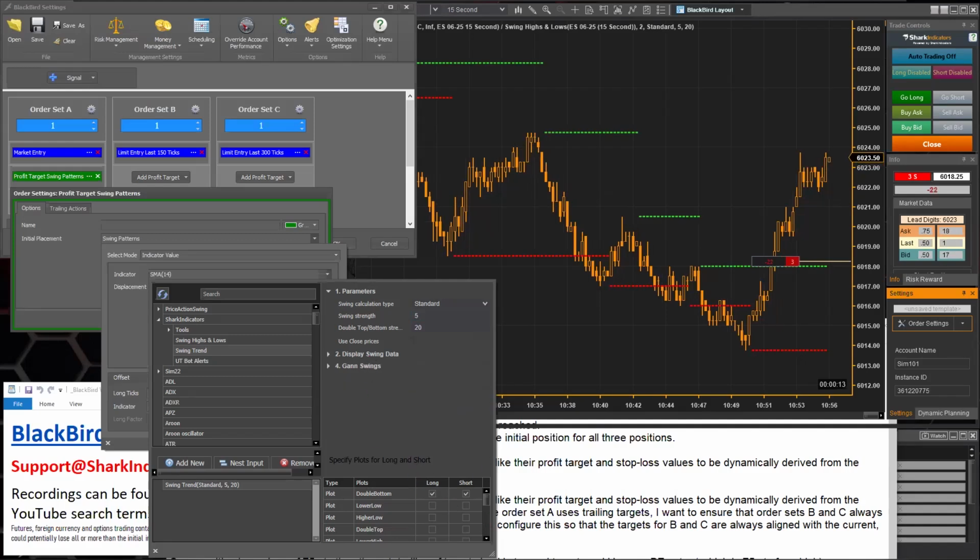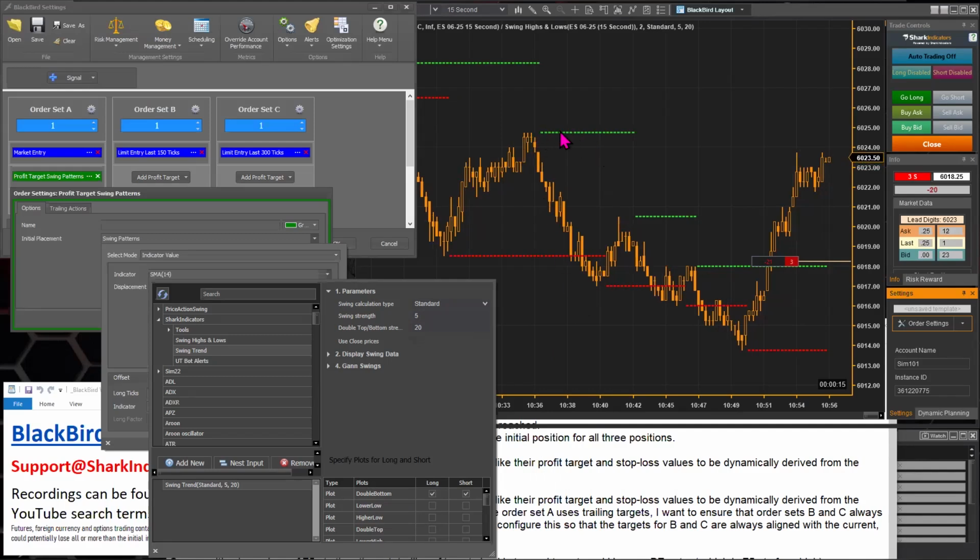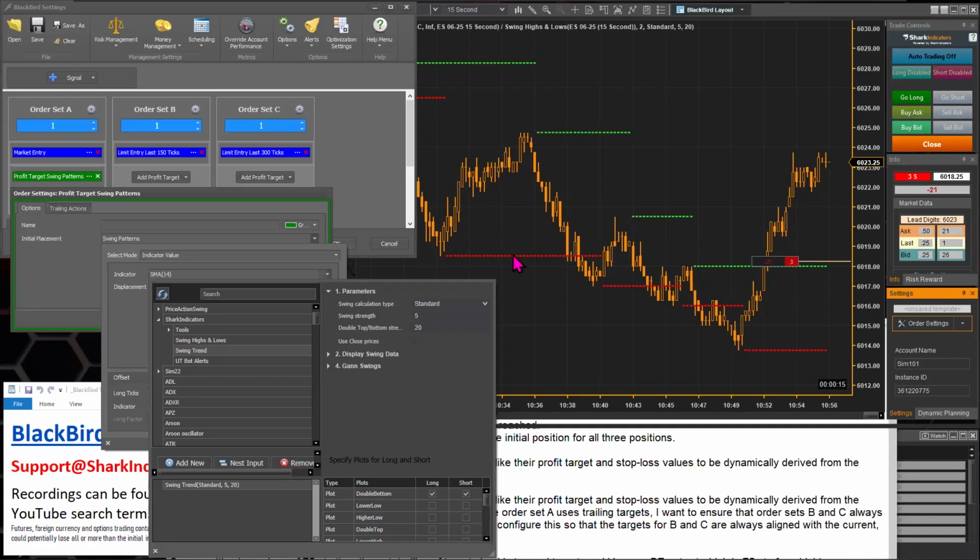All right. Now we need to select the correct plots here. So in a short trade, if we're going short, we're taking the swing high, the highest point, and adding 75 points, right? So if it is a long trade, we're taking the low and adding 75 points.